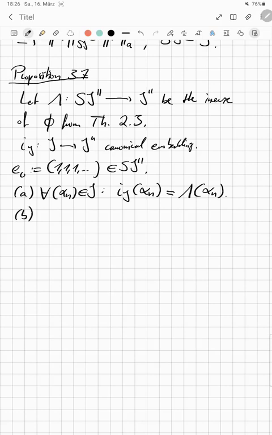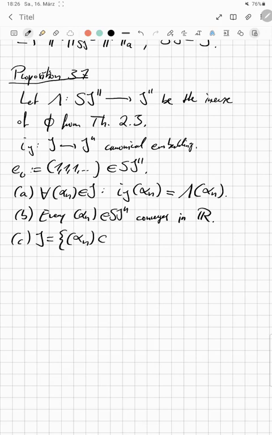Secondly, every alpha n from Sj dash dash converges in R, since they are real sequences. They all have a limit, and C, J, is precisely those alpha n's from Sj dash dash, such that the limit as n goes to infinity of that sequence is 0.